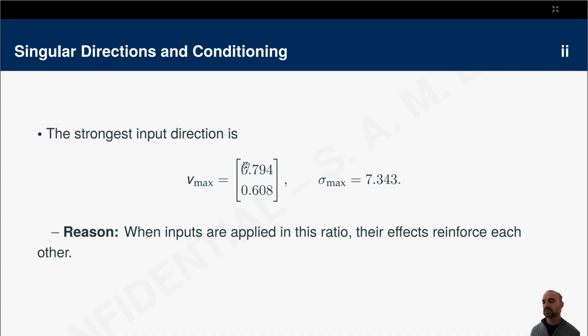So we have V max, 0.794 and 0.608, and we compute sigma max as the maximum 2-norm of Gd, where d was the input. This is a specific ratio of actuator inputs. Not use actuator 1 or use actuator 2, but rather use a combination of the two actuators to get this maximum amplification, sigma max. In other words, when inputs are applied in this ratio, their effects reinforce each other.